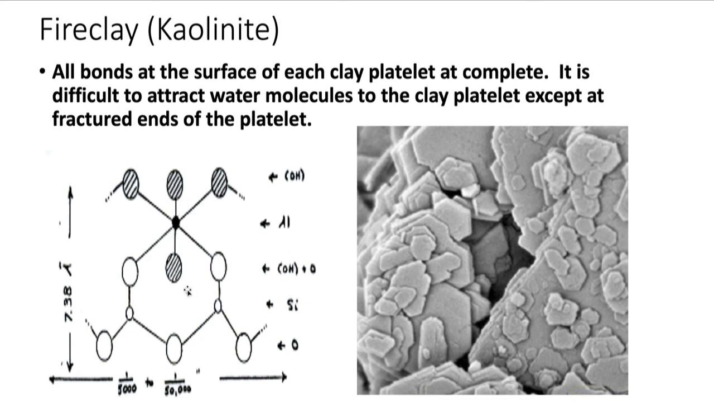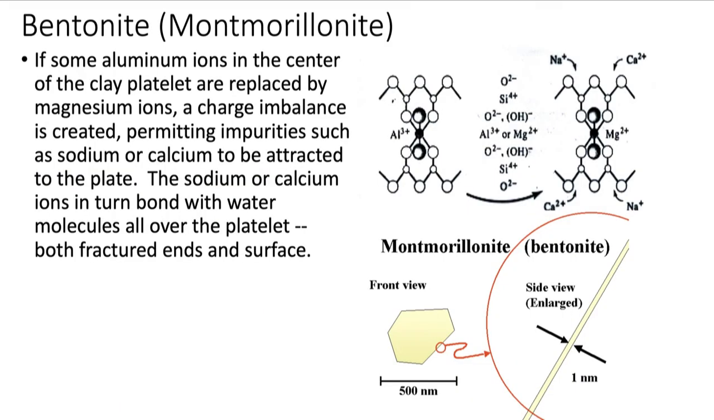But essentially, we bond either sodium or calcium to the surface, and that's what helps bond the water. Okay, so water sticks to the surface of these clay platelets. And so what happens is they swell. Here's what a clay platelet looks like. It's like 500 nanometers long in this case, and then it's 1 nanometer thick.